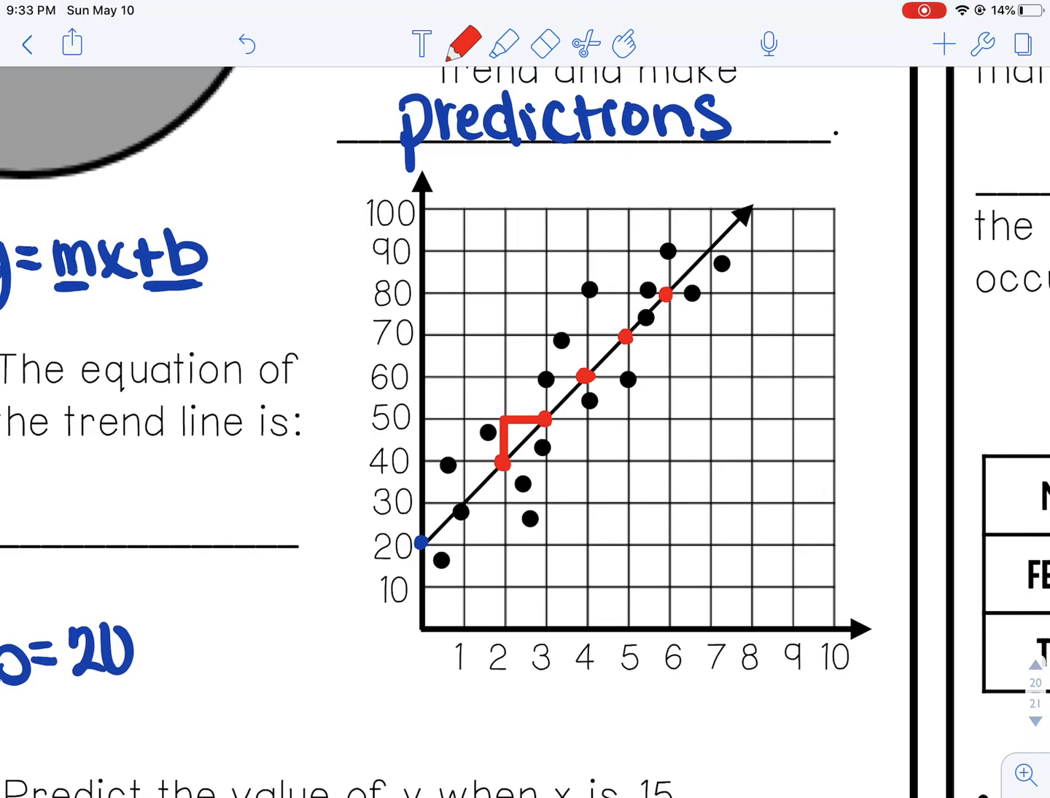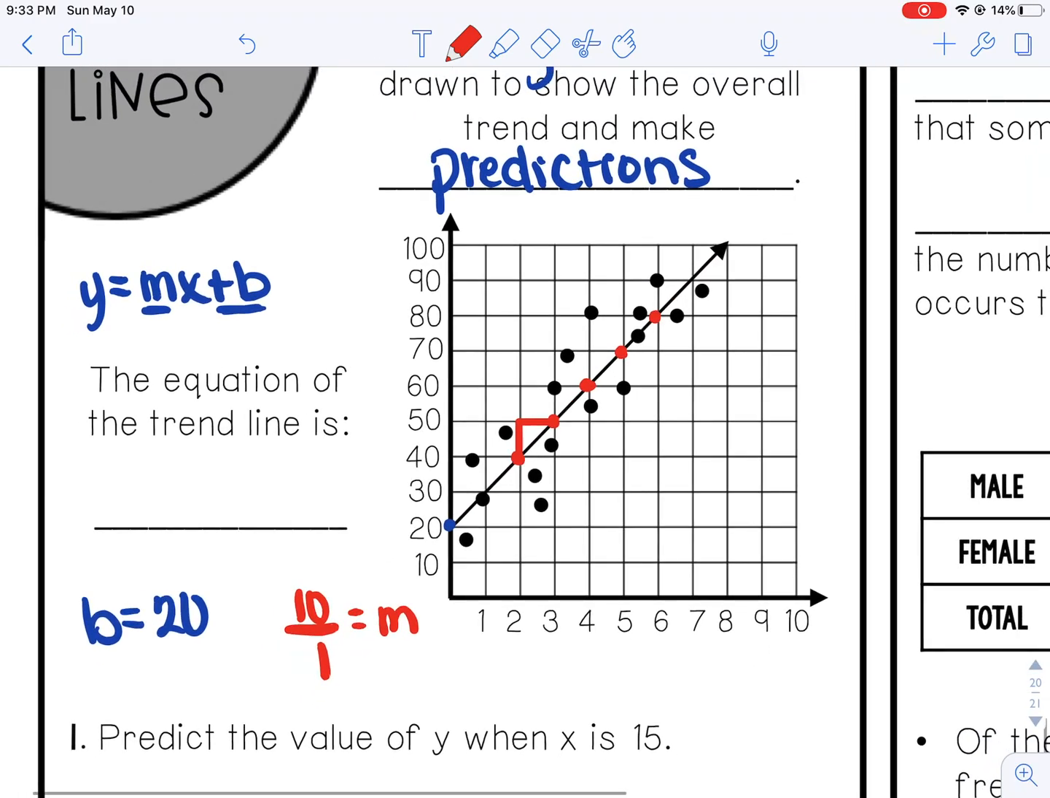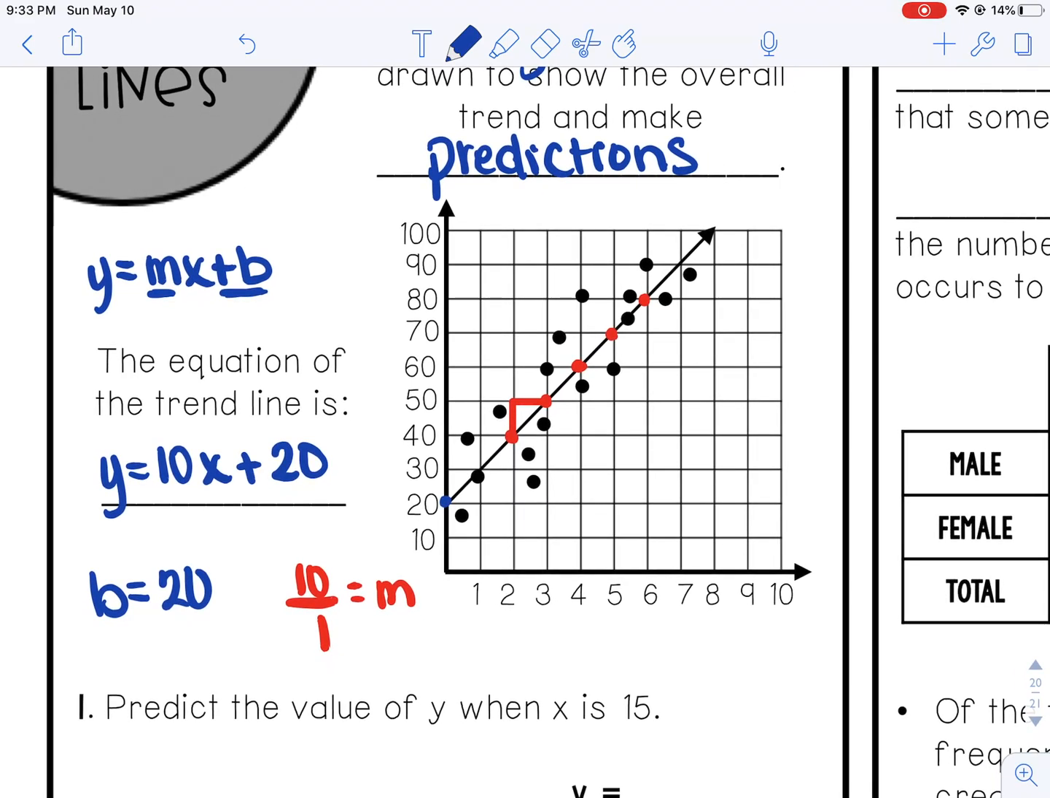Okay, and if I look at the rise, it's going from 40 to 50, which is 10 units. My run is going over 1. So that's my slope right there, 10 over 1. Then I'm going to put that in my formula: y equals mx plus b, where m is 10 over 1, or just 10, and b is 20. That's my equation.